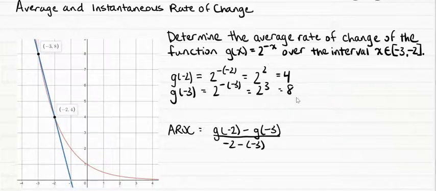So now we can fill in these values in our calculation for the average rate of change. We get g of -2 was 4, minus g of -3 is 8, divided by -2 minus -3 is 1. So we get an average rate of change over this interval of -4.